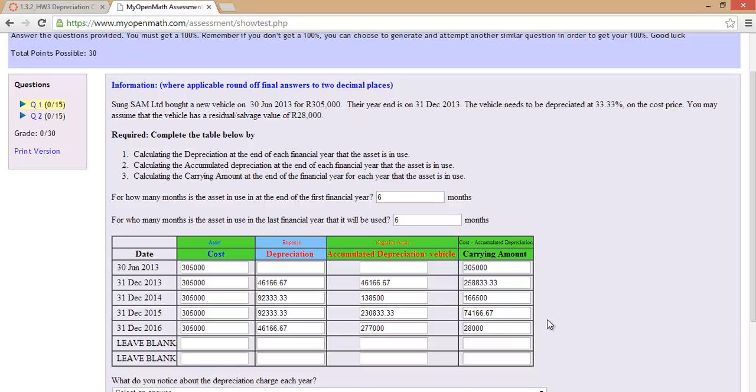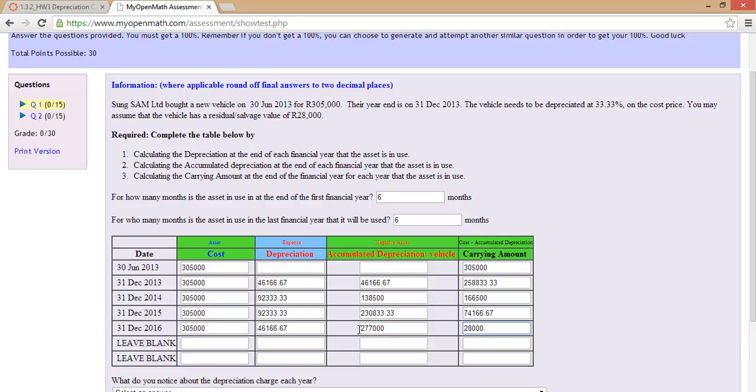Now, something interesting about this carrying amount that you should immediately be able to see. Where have we seen this 28,000 Rand? Go back to my information, and we see that the residual value is 28,000 Rand. That means when we get to the end of this asset's useful life, there should be a residual value, a remaining value of 28,000 Rand, because that is how much we can sell this asset for at the end of its useful life. And that is exactly what has happened here.